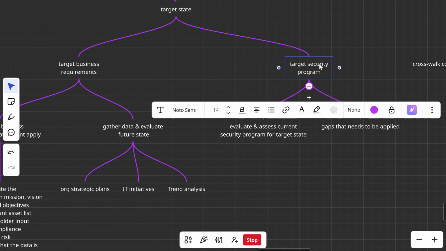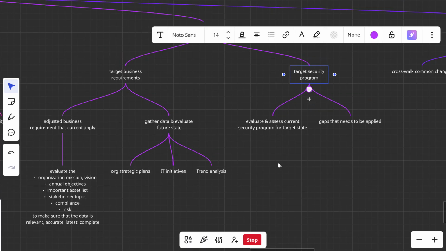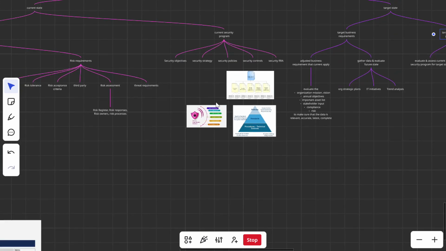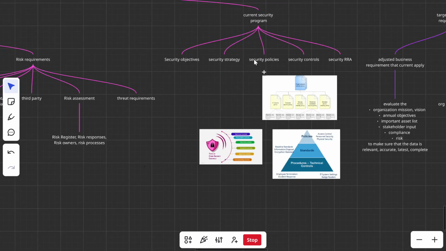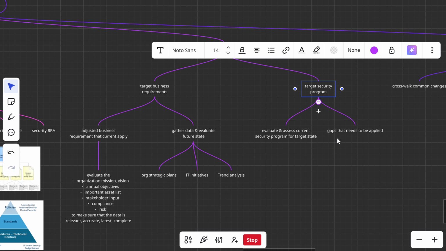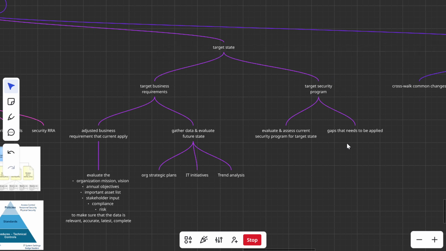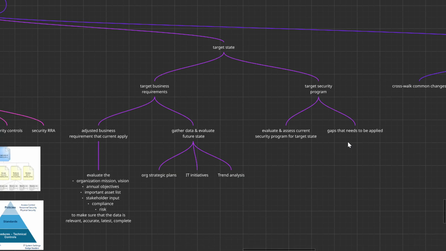So this creates the target security program. And remember that components that make up security program are security objectives, security strategy, security policies, security controls, and roles and responsibilities. So you are saying, is the current security program able to do that? If it's not able to do that, how can we design it in a way to be able to address the requirements? This creates the target state for the security program.